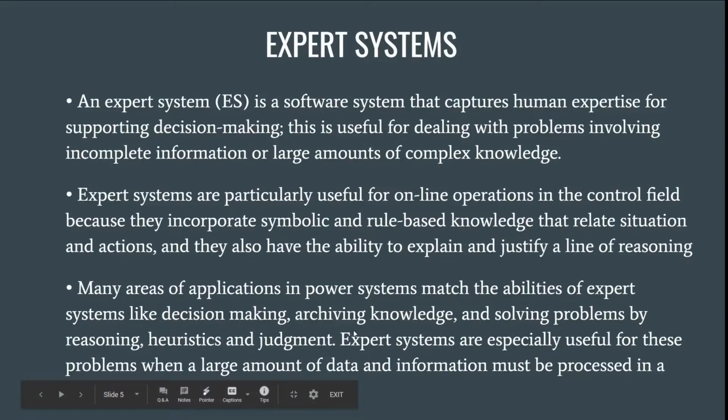These are very important in day-to-day life, but we don't even mind them because they are so subtle and so intuitive in human nature. These are taken from human nature and implemented as expert systems. Expert systems are very useful, especially for problems where a large amount of data and information must be processed in a short period of time.